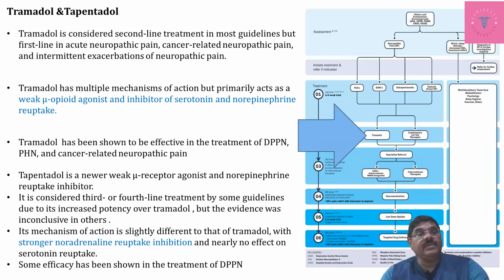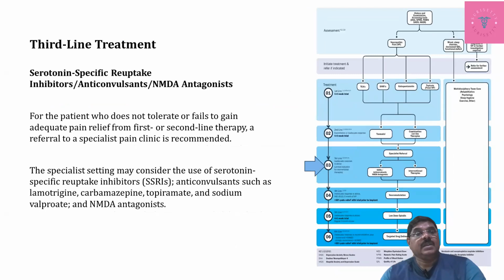Tramadol is a weak mu-opioid agonist and an inhibitor of serotonin and norepinephrine uptake. Second is tapentadol. Tapentadol is a strong noradrenaline reuptake inhibitor. These are all true. So tapentadol has a potency between tramadol and the opioids. Nowadays, after gabapentinoids and TCAs, they are using tapentadol to treat neuropathic pain.